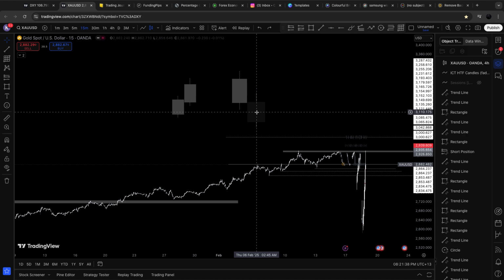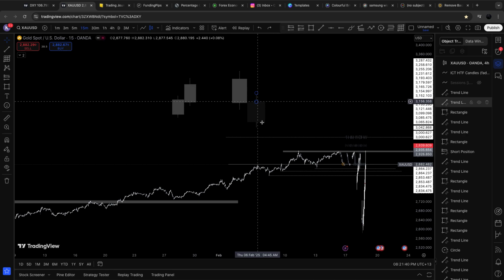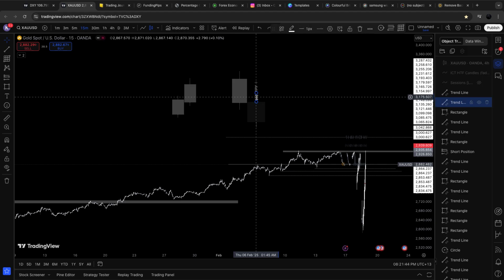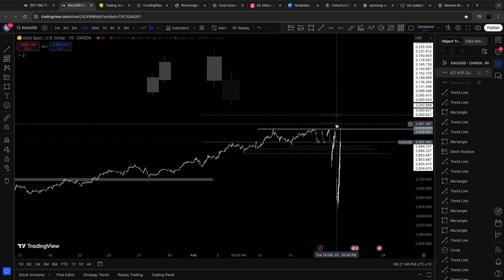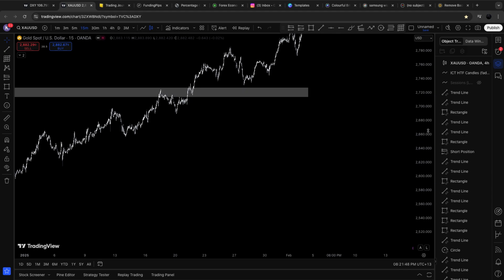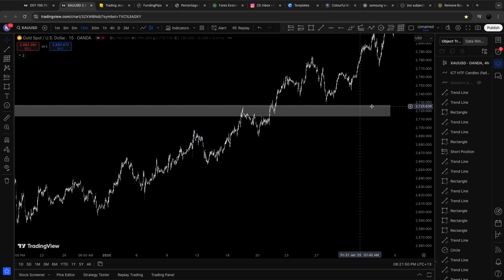It could open outside, within, it doesn't matter. It's where it closes. If we close within this candle, then it's not something I would trade off of. And so we'll go back over here.